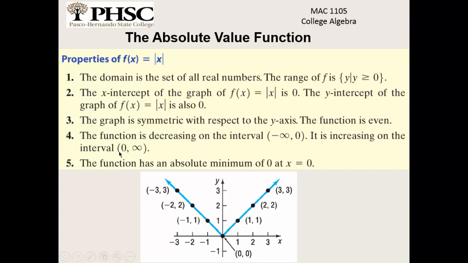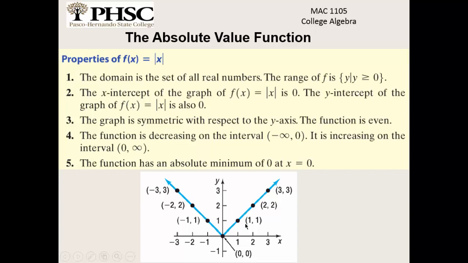The graph is symmetric with respect to the y-axis. It's an even function. And the function is decreasing on the interval from negative infinity to 0. So it's decreasing from negative infinity all the way to 0. And you can see here that negative 3 is less than negative 2, but f of negative 3 is greater than f of negative 2. So that means that it's decreasing.